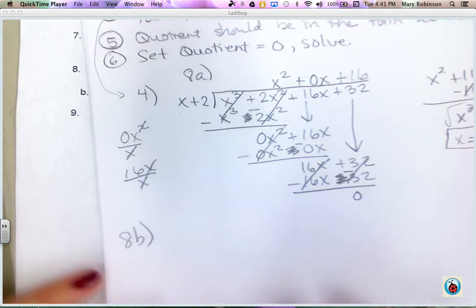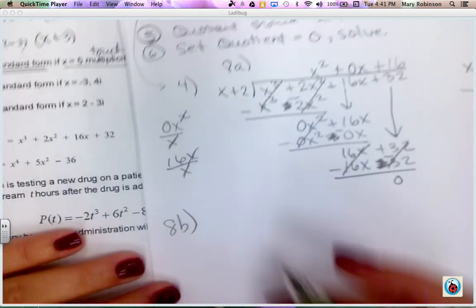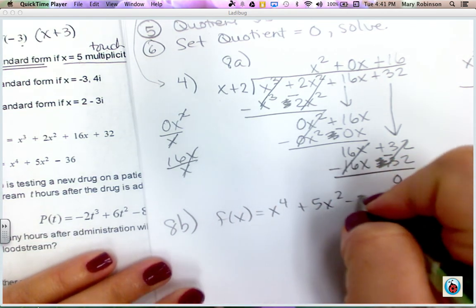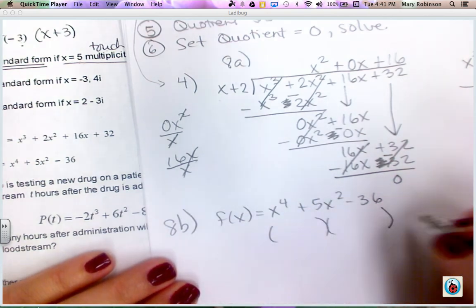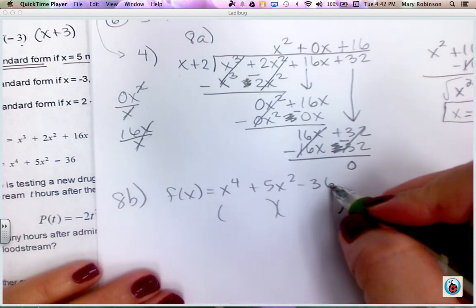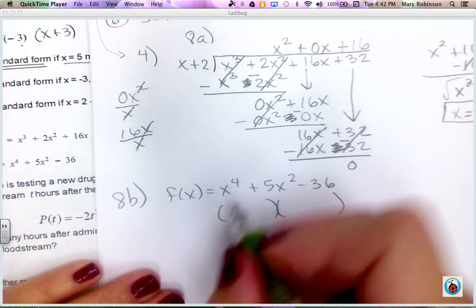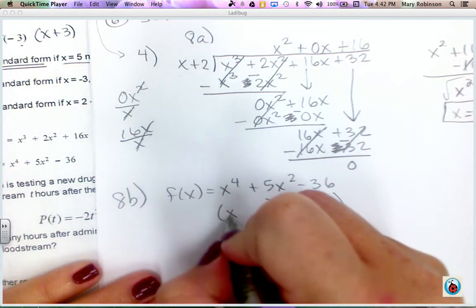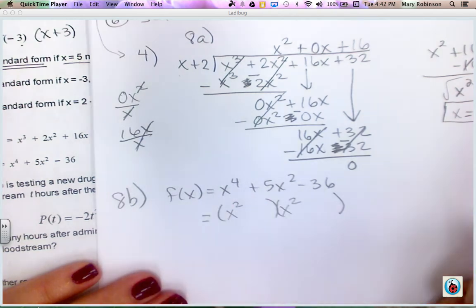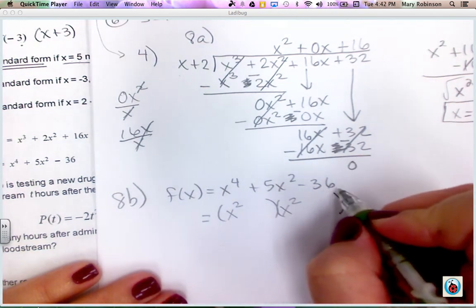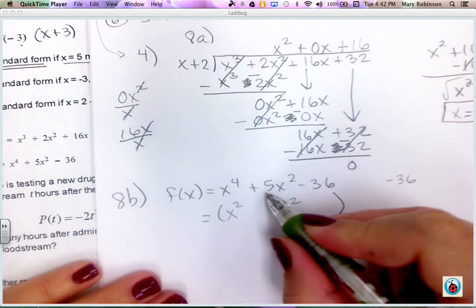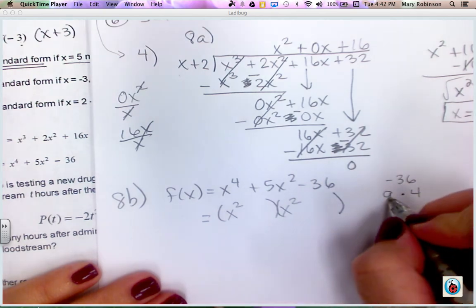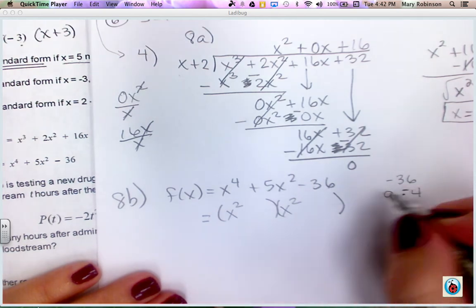Now for 8b, 8b is much easier because it is factorable. So our function is x to the 4th plus 5x squared minus 36. Because it is a trinomial and we can find factors of negative 36 that combine to give us 5, we will write this quadratic function as 2 binomial factors where the first terms are x squared and x squared. And then we have to think, well, what 2 factors of negative 36 can I use to get 5? Well, 9 and 4 might work. In fact, 9 minus 4 will give us 5.